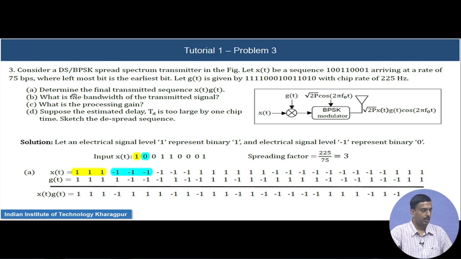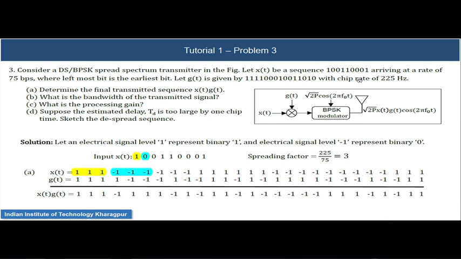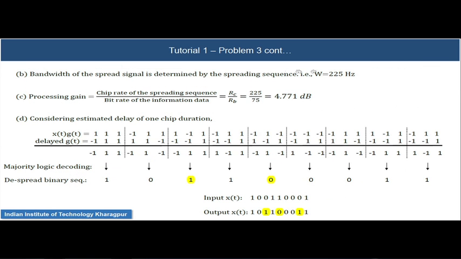Now the questions that we need to answer, apart from determining the spread transmitted sequence, is what is the bandwidth of the transmitted signal, which in this case is pretty easy to calculate because we already know the spreading factor, which is equal to 3. So if the original bandwidth was 75 hertz, we have now the same data bandwidth multiplied by a factor of 3 in order to achieve our spread signal bandwidth, and therefore the bandwidth of the transmitted signal is nothing but 75 into 3, which is 225 hertz.